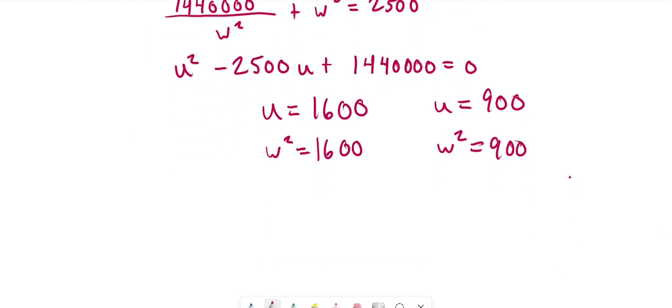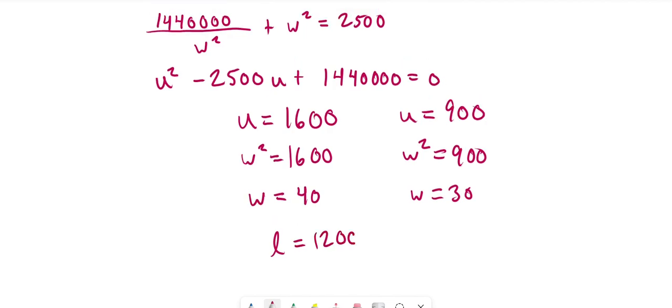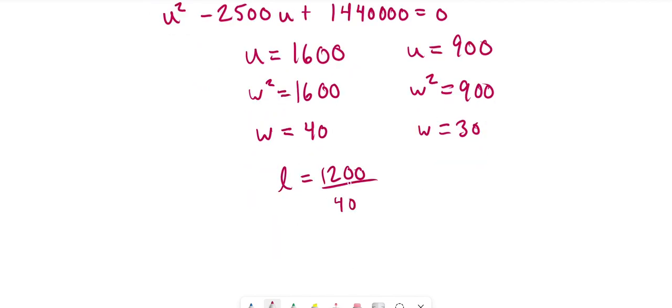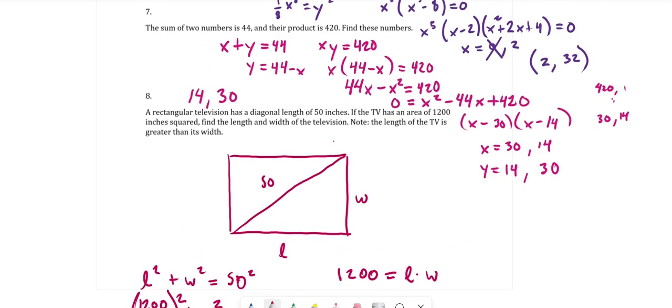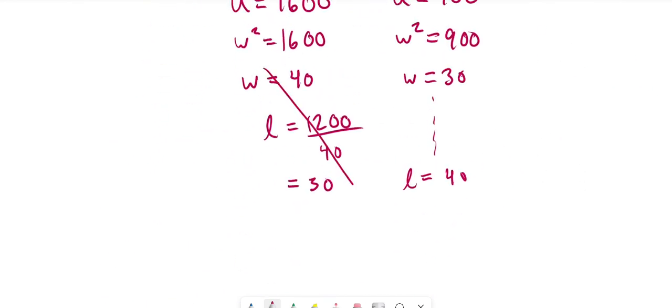When we're dealing with physical distances, only positive quantities make sense, and so we're going to have 40 here or 30 here. But if we look at what that would mean for L as 1200 divided by W, one would give me 30, and the other would give me L is equal to 40. And they established in the problem that length is greater than width, and so we would discard this set of solutions as being equivalent, just like tilting the TV on its side or something like that. So we wind up with 30 for the width, 40 for the length.